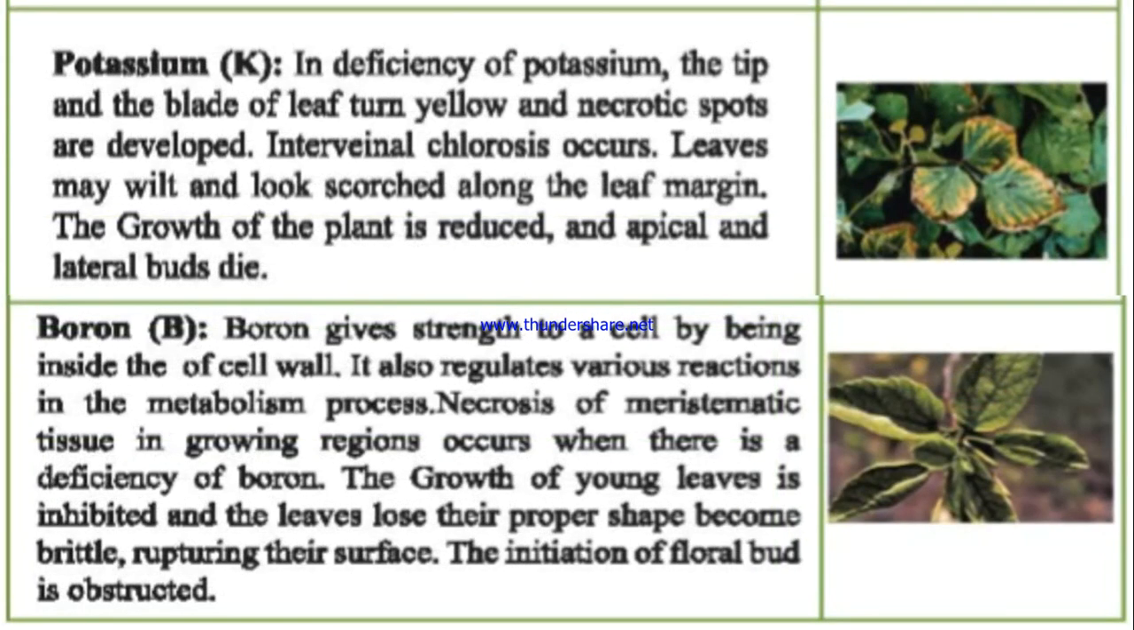Now potassium. In case of deficiency of potassium, the tips of the leaf turn yellow, and necrotic spots are found on the leaves. Some purple colored necrotic spots will also be found, and the growth of plant will be very much reduced. The plant will not continue its normal growth. Now boron. Boron gives strength to the cell by being inside the cell wall. So if there is any deficiency of boron, the growth of young leaves and stem will be inhibited. So the plant will not get the proper shape, and it will become brittle and easily breakable.